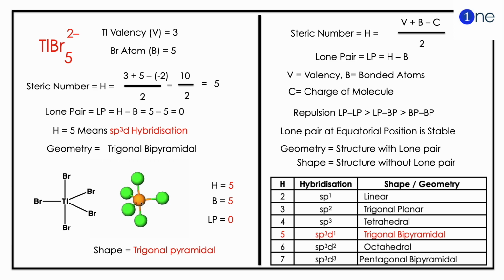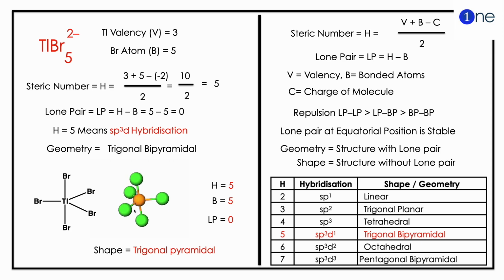To find the hybridization, you should know the steric number, which is H equals (V plus B minus C) divided by 2. So the valency V, thallium valency, is 3, and the bonded atoms are bromine, which is 5, and you have a dianion. So if you substitute in the H formula, you have H equals 5. H equals 5 means sp3d, which is a trigonal bipyramidal structure.